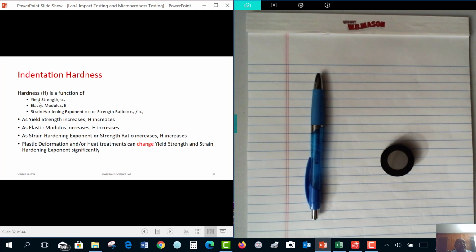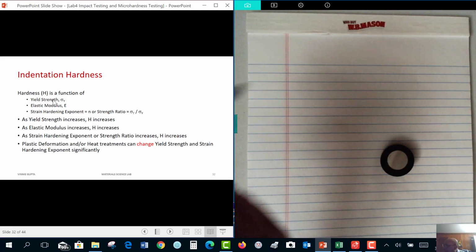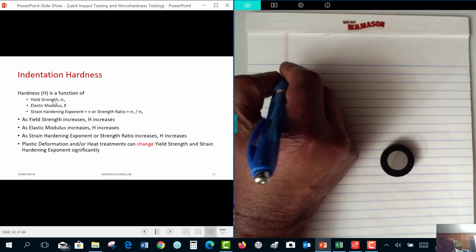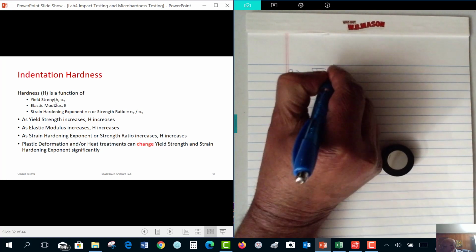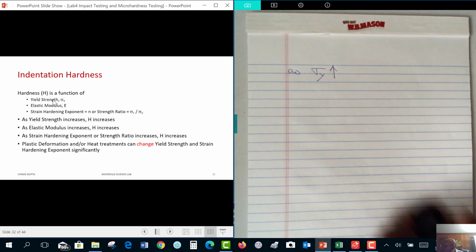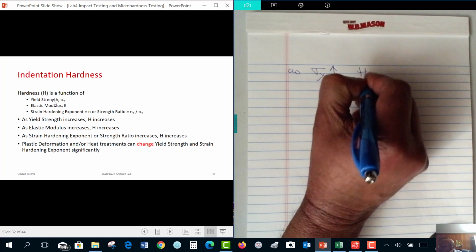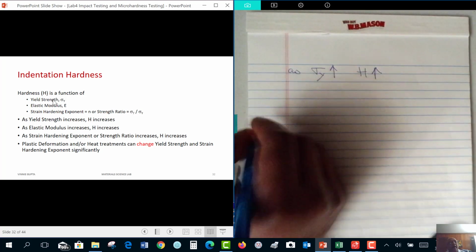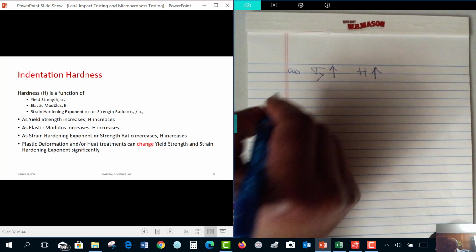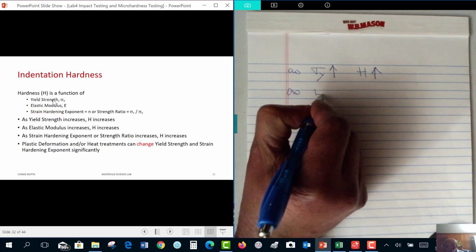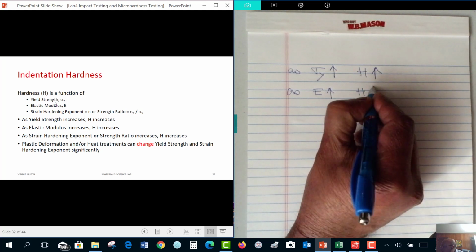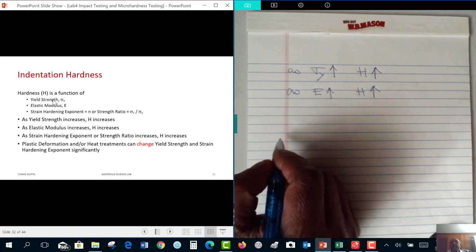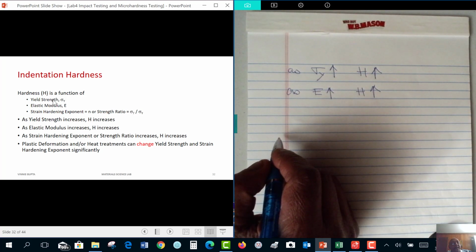Anyway, indentation hardness. So we have been talking about hardness now in pretty much every lab, and I've been emphasizing that hardness is a function of yield strength. That means, everything else being equal, if you increase the yield strength of a material, its hardness increases. It's also a function of elastic modulus. So if we increase elastic modulus, everything else being equal, we increase the material's hardness.